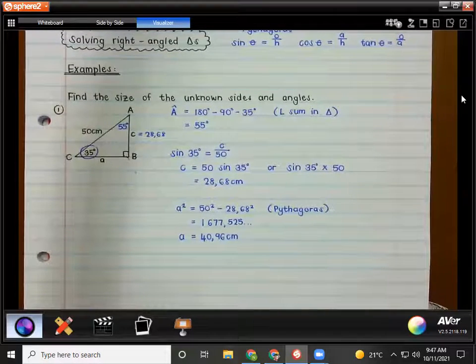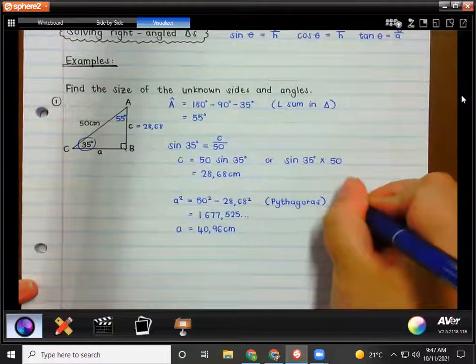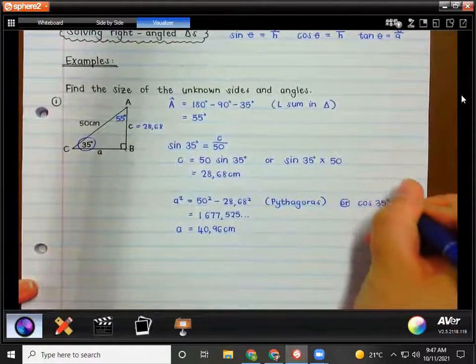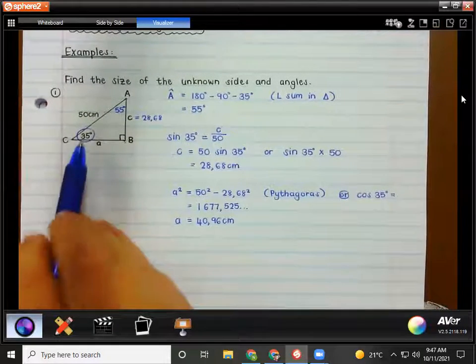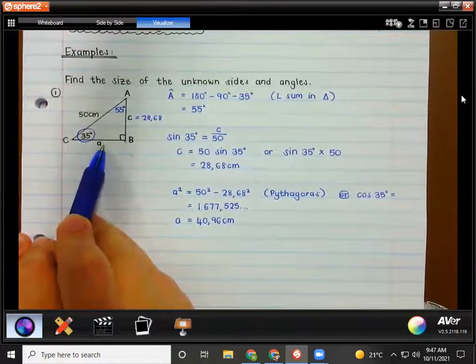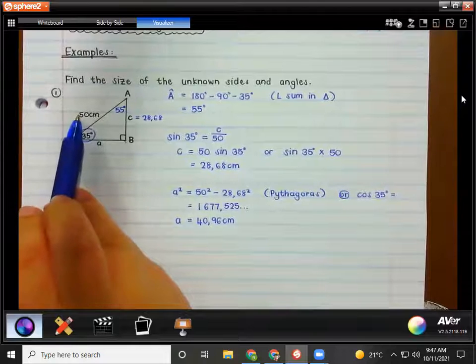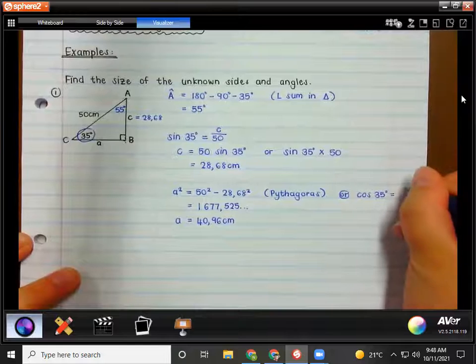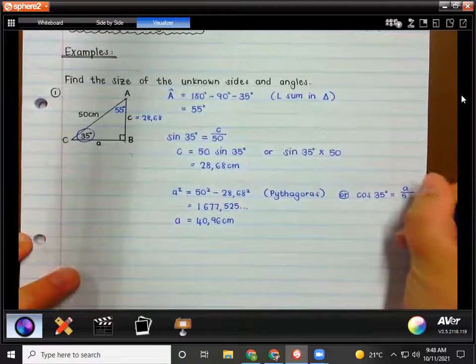Or we could have used cos. Like I said before, I'm just going to write that down. Or you could say cos of 35 is equal to, remember, like we said, 35, A is the adjacent side, that is the hypotenuse. So you would say adjacent over hypotenuse is cos. So you would say A over 50.